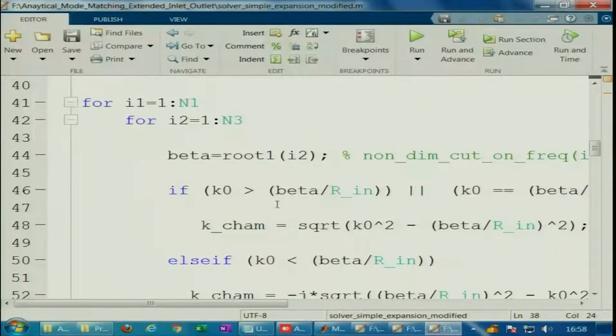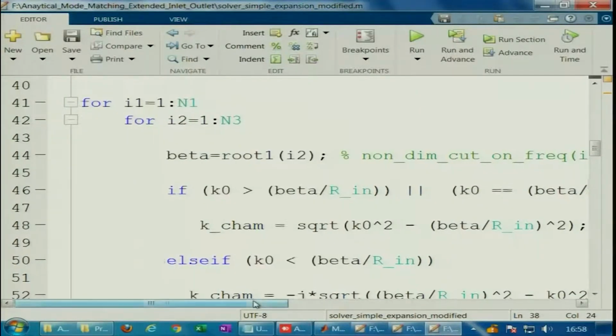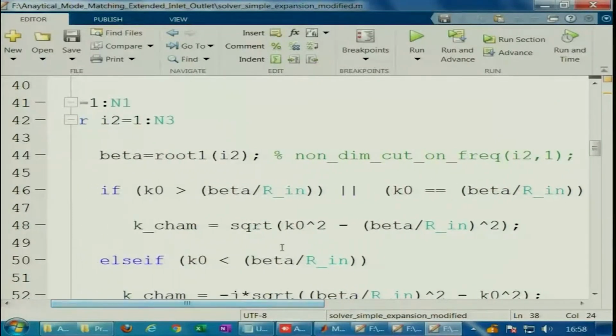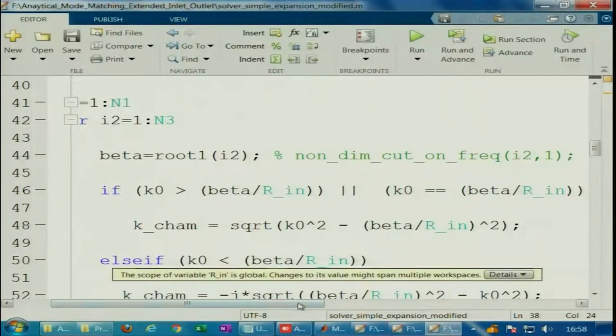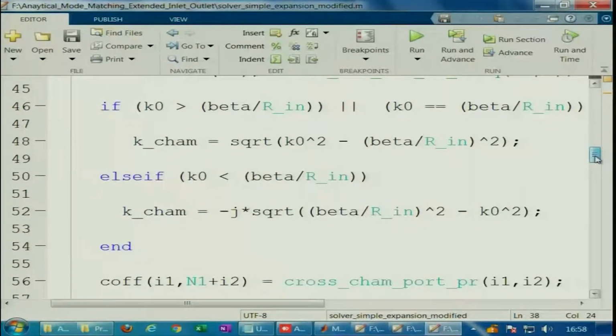Now, here we employ a certain trick. When k naught is less than beta by r underscore n, we take a negative, instead of taking just j times this thing, we consider it minus j. Otherwise, there might be some numerical issues of inverting the matrix, especially when a very large number of modes are considered. MATLAB may not be able to calculate that because of machine precision.